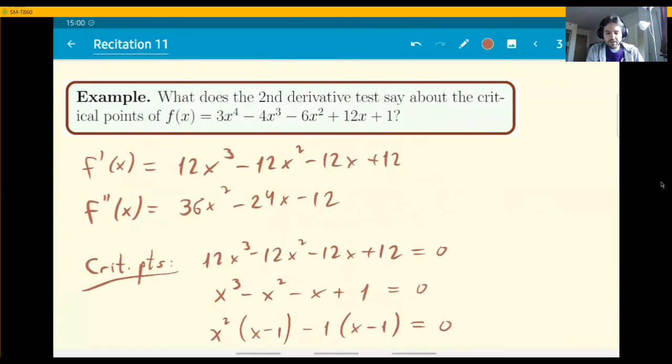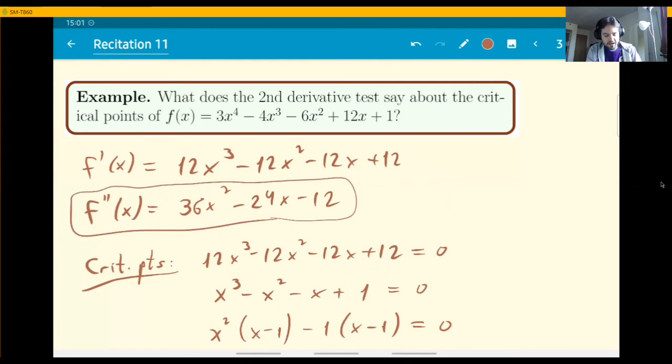So the test says that you need to apply the second derivative to the critical points. If you find a positive number, it's a local minimum. If you find a negative number, local maximum. If you find 0, then it doesn't mean anything. That's all the test says. So now we need to take this second derivative function and apply it to the 2 points that we found.